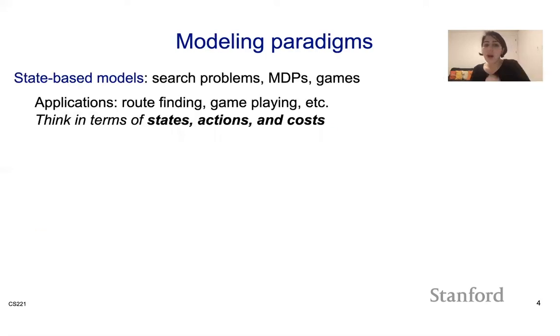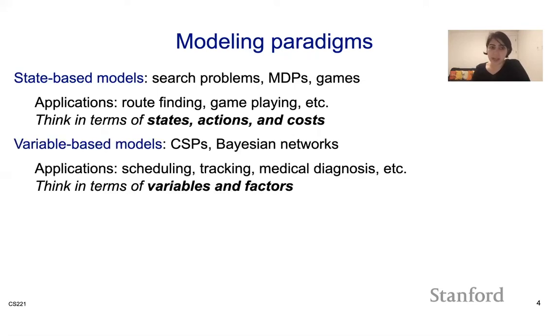When we think about modeling paradigms, with state-based models, we thought about search problems, MDPs, and games, and we thought about these in terms of states, actions, and costs. Those were the main core elements that would come into our modeling when we were thinking about state-based models. And applications of that were things of the form of route finding or playing games.